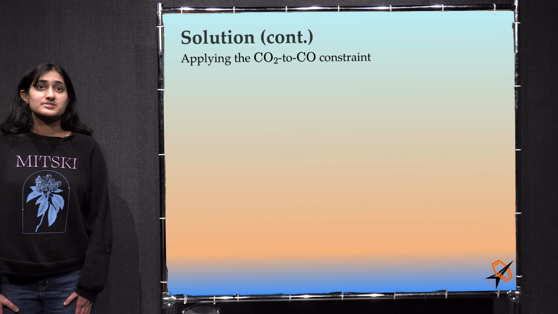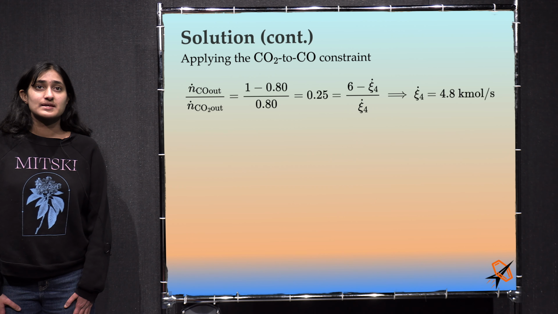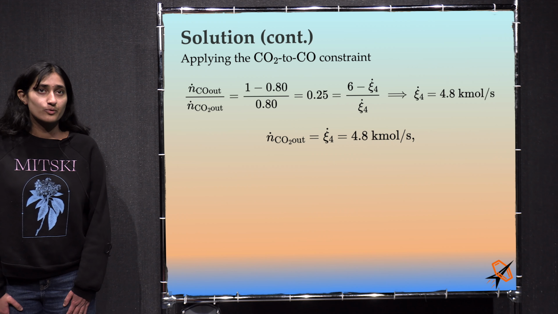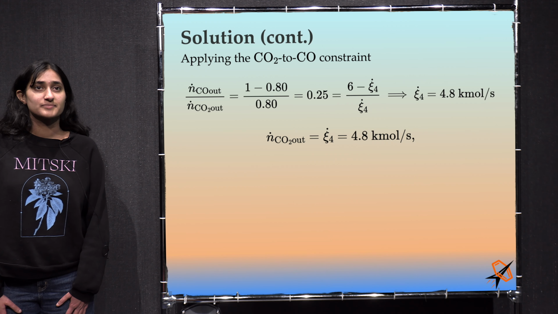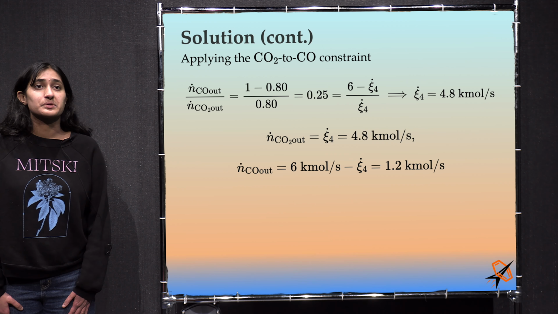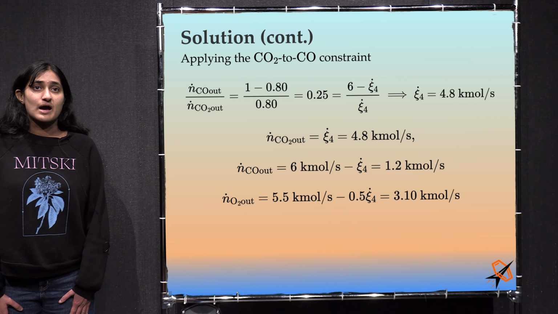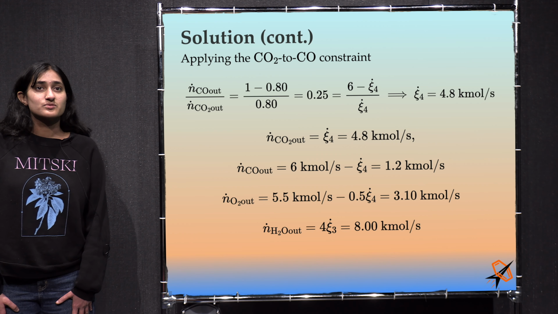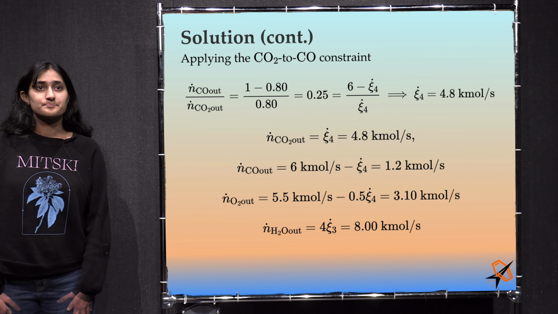As before, we can use our CO2 to CO constraint to determine the extent of reaction 4, which results in extent 4 is 4.8 kilomoles per second. The moles of CO out is 1.2 kilomoles per second. The moles of oxygen out is 3.1 kilomoles per second. The moles of water out is 8 kilomoles per second.